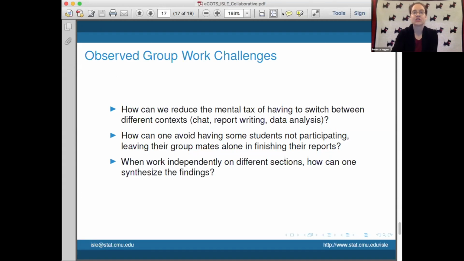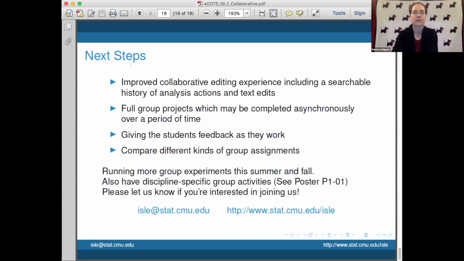We're always having the issue of how to avoid students not participating. Well, we actually have the action logs, and if the students know they need to participate in order to receive a grade, we can tell them, we know how much you're doing. We have some students pushing back and saying, well, how do you know I wasn't sitting next to somebody working with them? So there are some nuances to think about. And also, how can we best help them learn to synthesize? So even if they work independently on different sections, how can we help them synthesize their work?